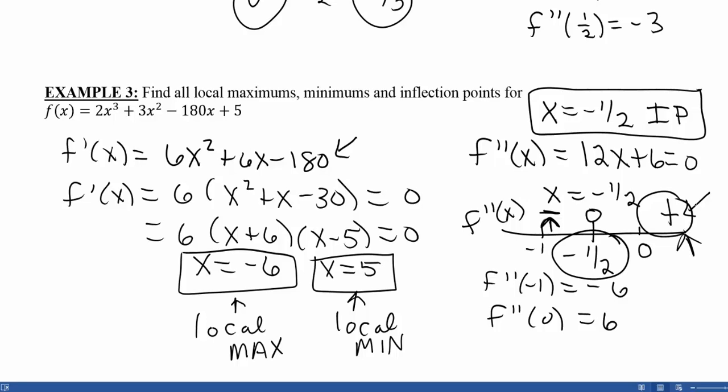So I know now that I have a local max at negative 6, a local min at 5, and an inflection point at negative 1/2. Let's look at some more problems.